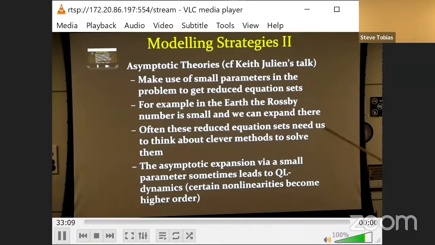So there's a lot of interesting research being done on solution of asymptotically derived reduced equation sets. This is something I'll get onto. The asymptotic approximation by a small parameter sometimes leads to what's called quasi-linear dynamics, and it's because certain nonlinearities become higher order. We'll come back to that a bit later on. An asymptotic expansion is an a priori way of deriving what's called quasi-linear dynamics.